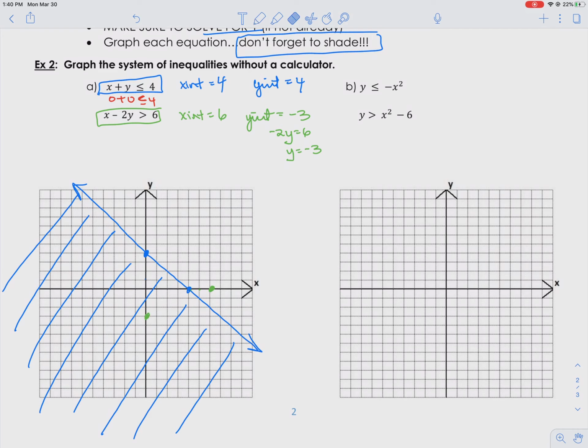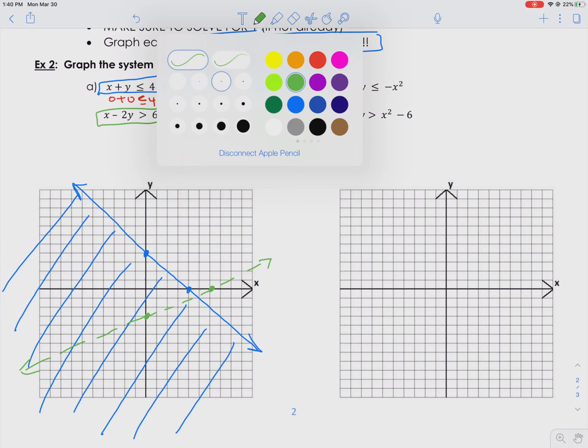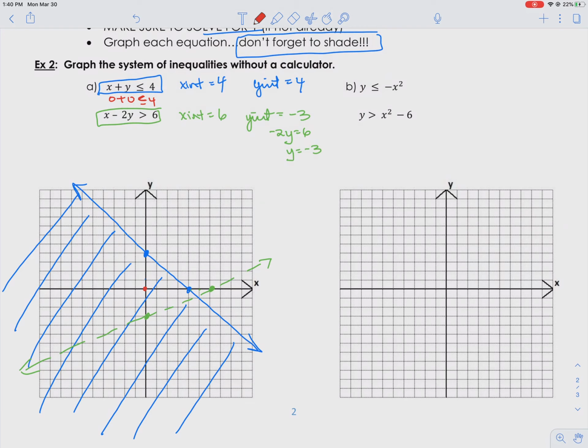Notice that this does not have an equal mark, so that's going to be a dashed line. And then I've got to grab my point again. I love my 0, 0. So I'm going to put 0 in here. 0 minus 0. Is 0 bigger than 6? 0 is not bigger than 6. So I'm not going to go in that direction. I'm going to shade on the other side.